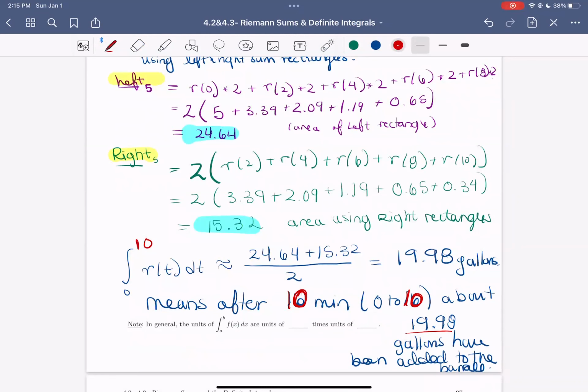And then let's go ahead and just finish off this last note. So it says, note in general, the units of the integral from a to b of f of x are units of the function, so units of f of x, times units of the input x. And so we saw that in this example, it was minutes times gallons per minute. And that's why it's so cool when we take an integral of a rate of change that typically the rate units cancel and we just get the accumulated value. So that's why integrals are so cool. We go from a rate to an accumulation of a quantity.